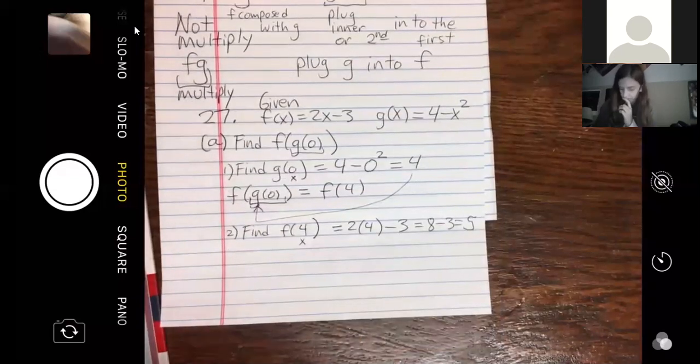Did that go too fast? No, that was perfect. You're finding G first, the inner one. Yeah, and then you're putting that inside of F, and then you're solving for F. Right. All right. So this little section does it with numbers.